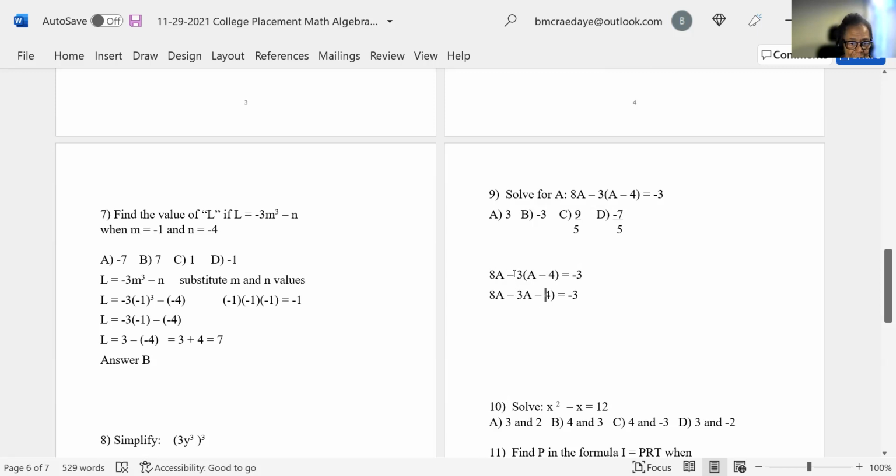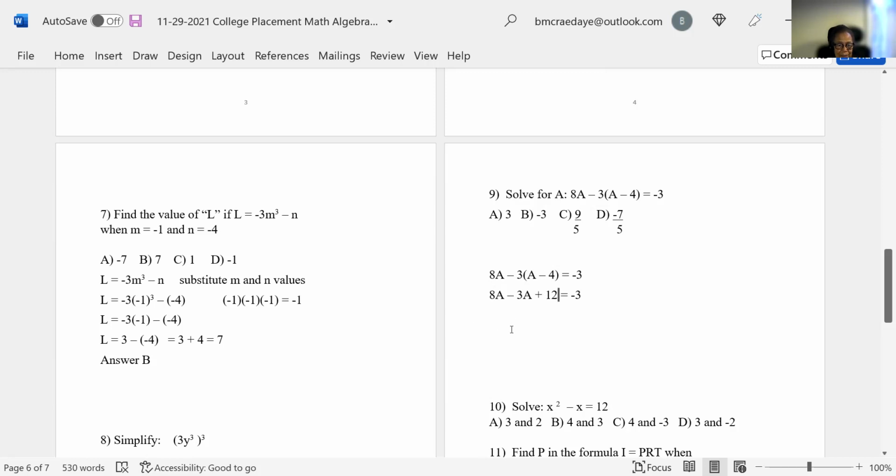Plus 1. No, multiplication. Oh, 12. Yeah, it'd be a plus 12 because minus times minus. Yeah, plus 12. So this would then be plus 12. All right. So now you got 8A minus 3 times A minus 3A, and minus 3 times minus 4 is plus 12.